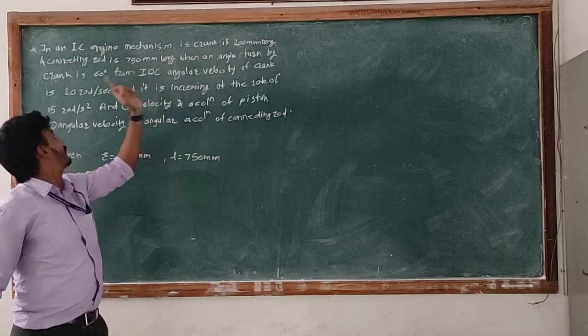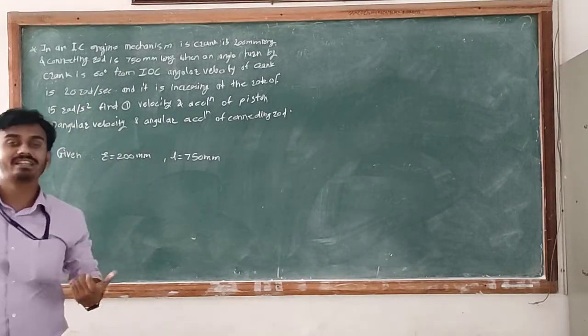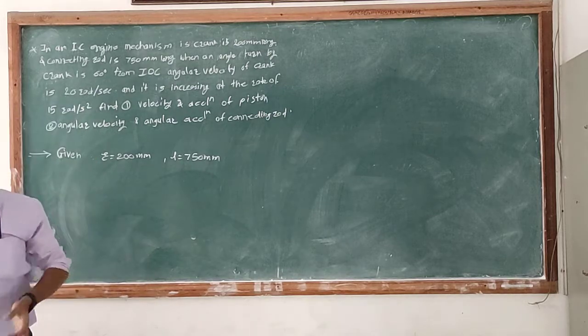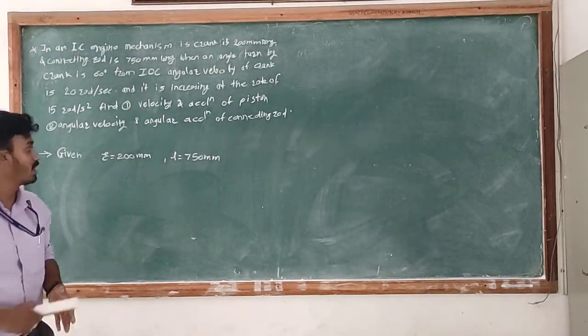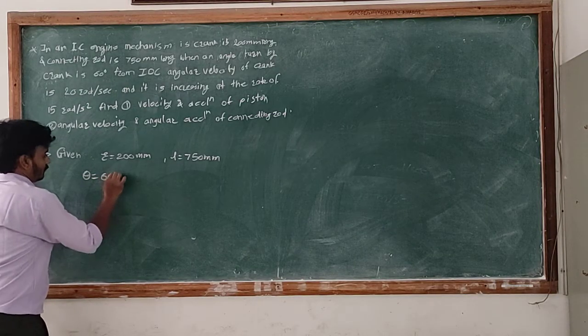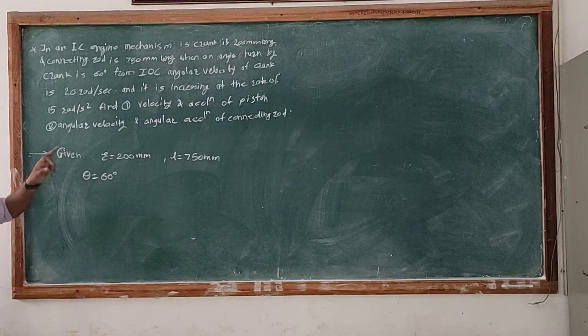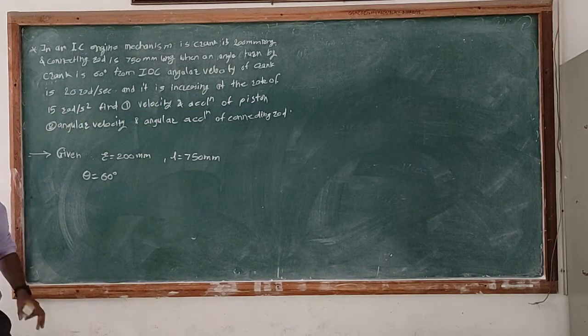When the angle turned by the crank is 60 degrees from the IDC, given that the angle turned by the crank is 60 degrees from the IDC. IDC means inner dead center. So theta is given as 60 degrees. The angular velocity of the crank is 20 radian per second.